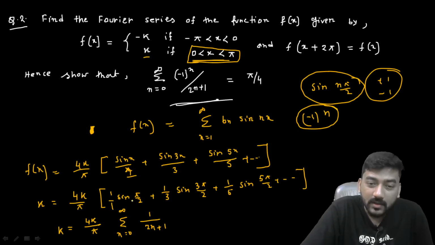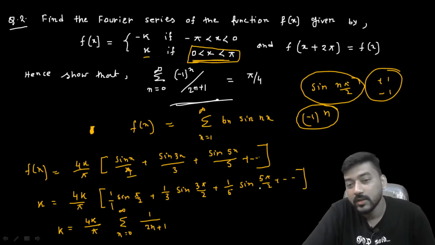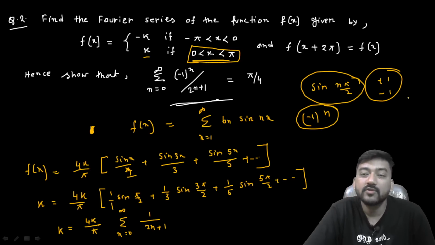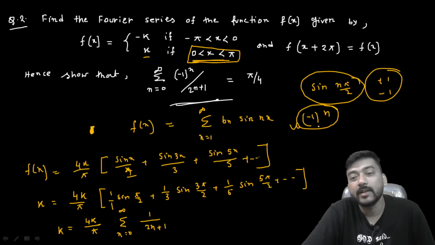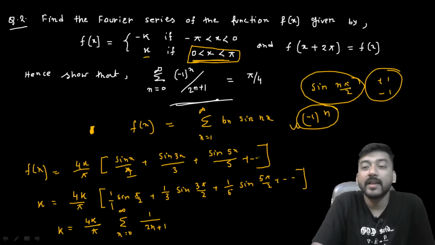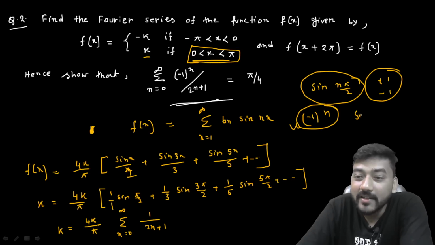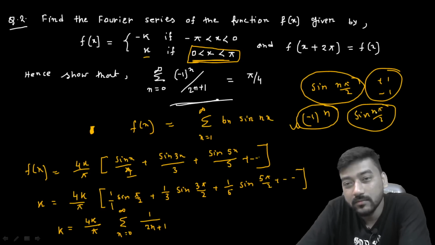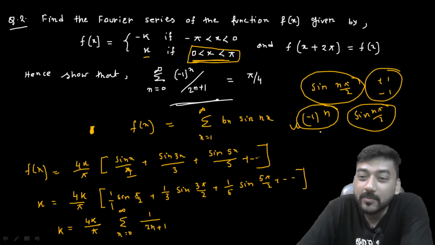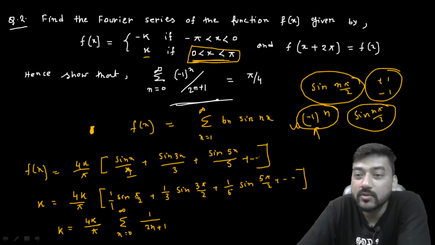So the values sin pi by 2, sin 3 pi by 2, sin 5 pi by 2 will give you plus 1, minus 1, plus 1, minus 1. And minus 1 whole to the power n will also give you plus 1, minus 1, plus 1, minus 1. That means sin n pi by 2 is equal to minus 1 whole to the power n. But when you write sin n pi by 2, please keep in mind that n is only an odd value, otherwise it will be 0. Let me write it this way also, then you can understand.